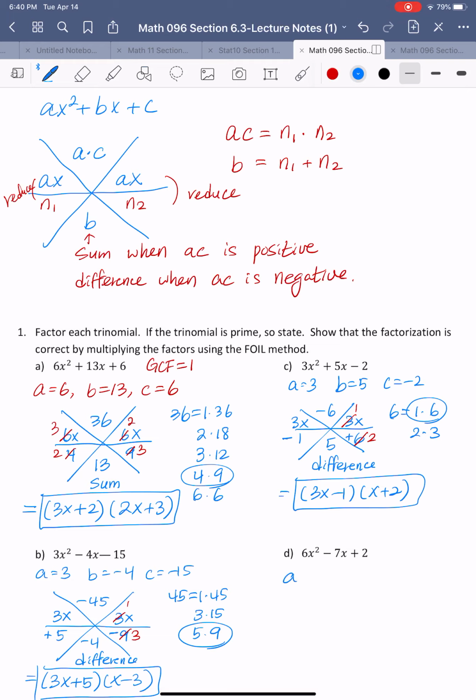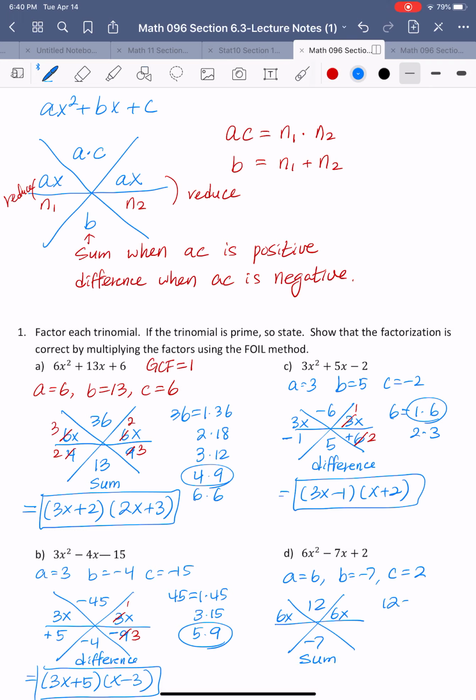Same here too. A is 6, b is negative 7, c is 2. And x factor: a times c is 12, with negative 7, and 6x, 6x. So now negative 7 is a sum, because 12 is positive.